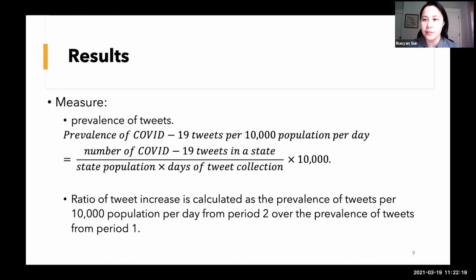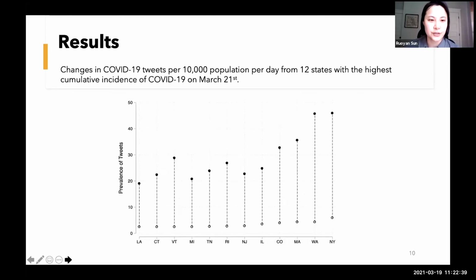We also came up with this measure called the ratio of tweet increase. This is calculated as a ratio of the prevalence of tweets in the first period and the second period, just to capture how much increase there was in COVID-19 related tweets at a state level. And I'm going to show you some figures.